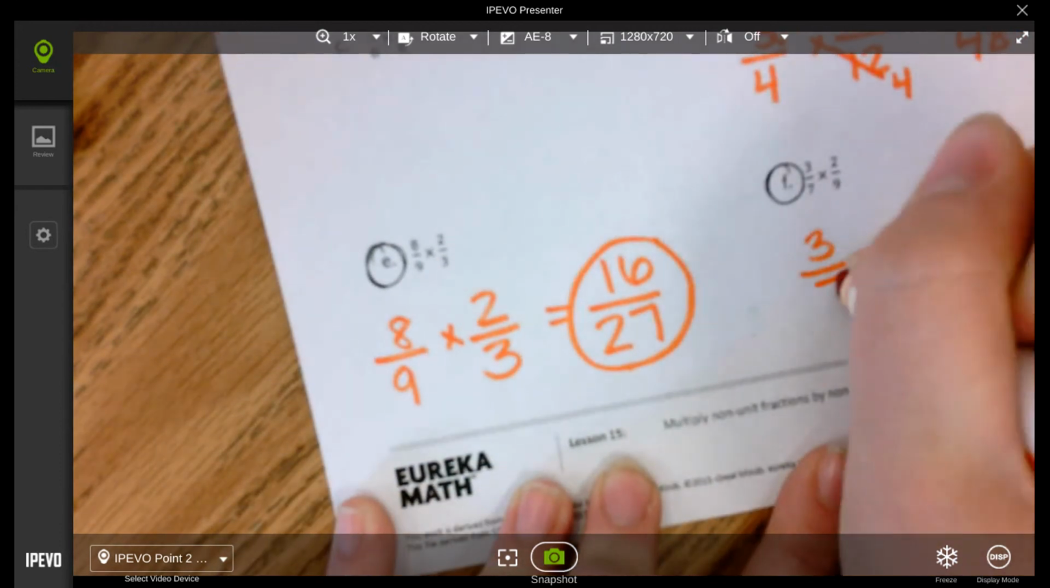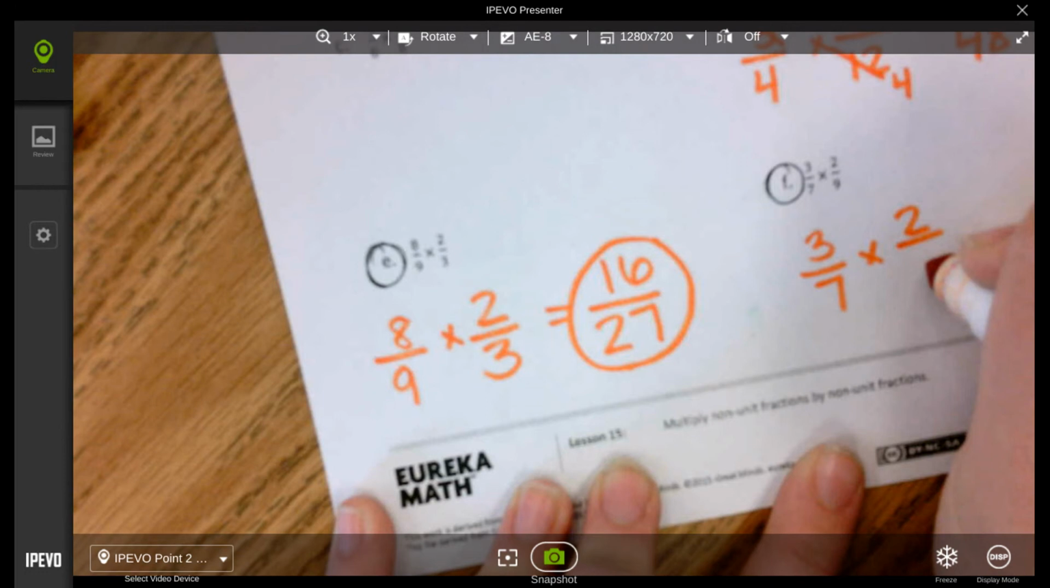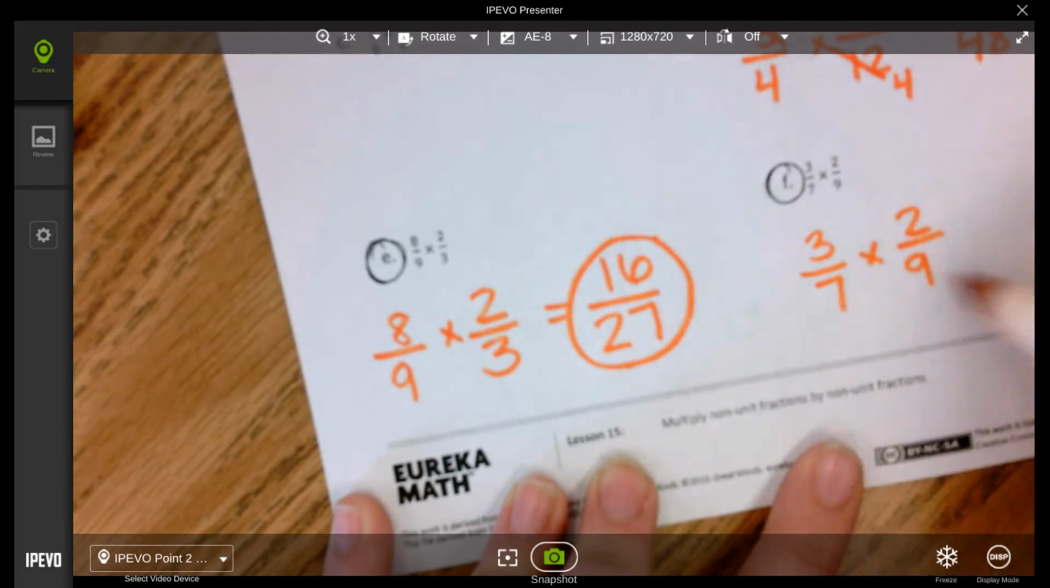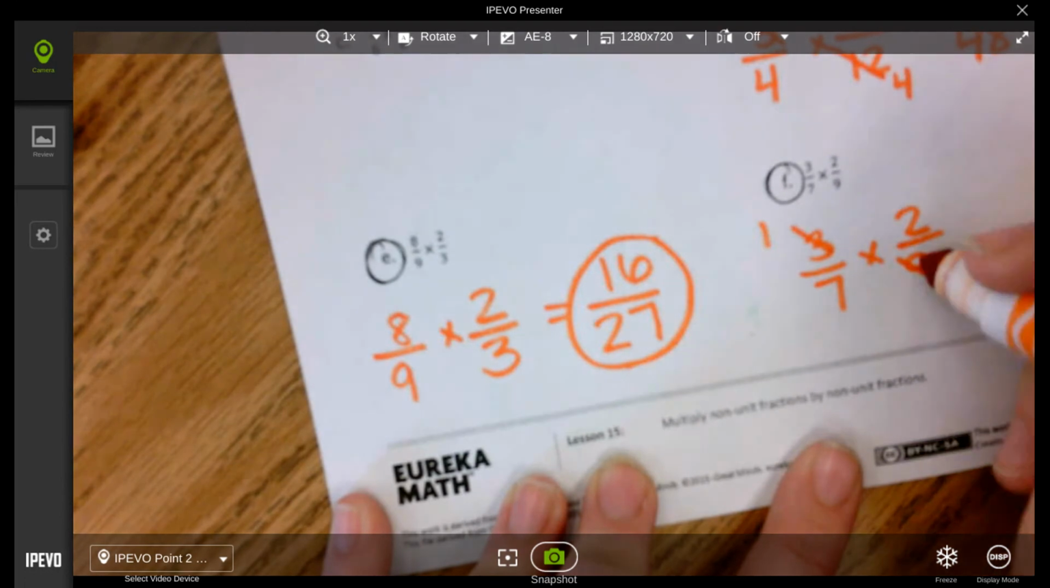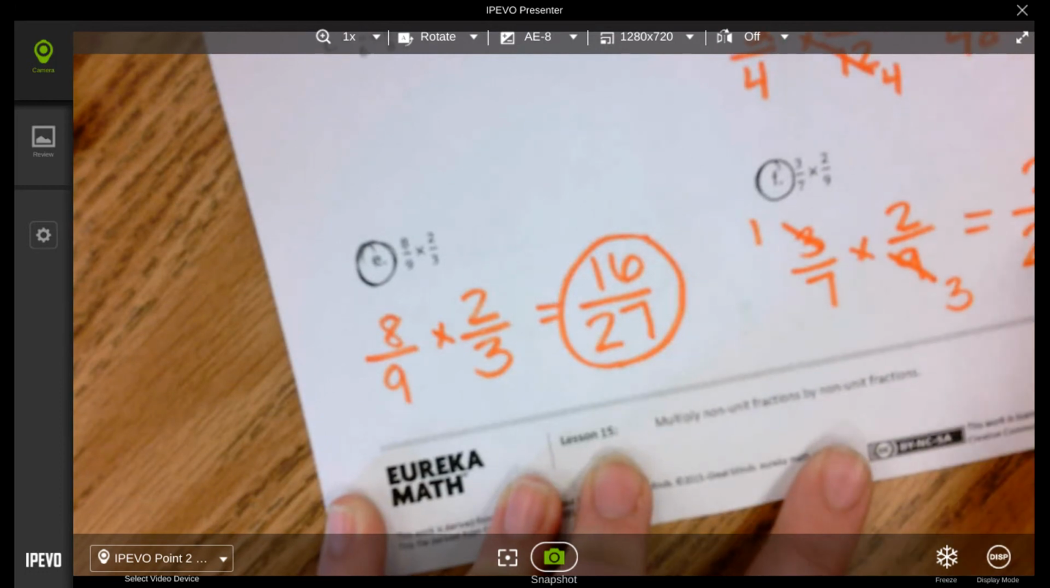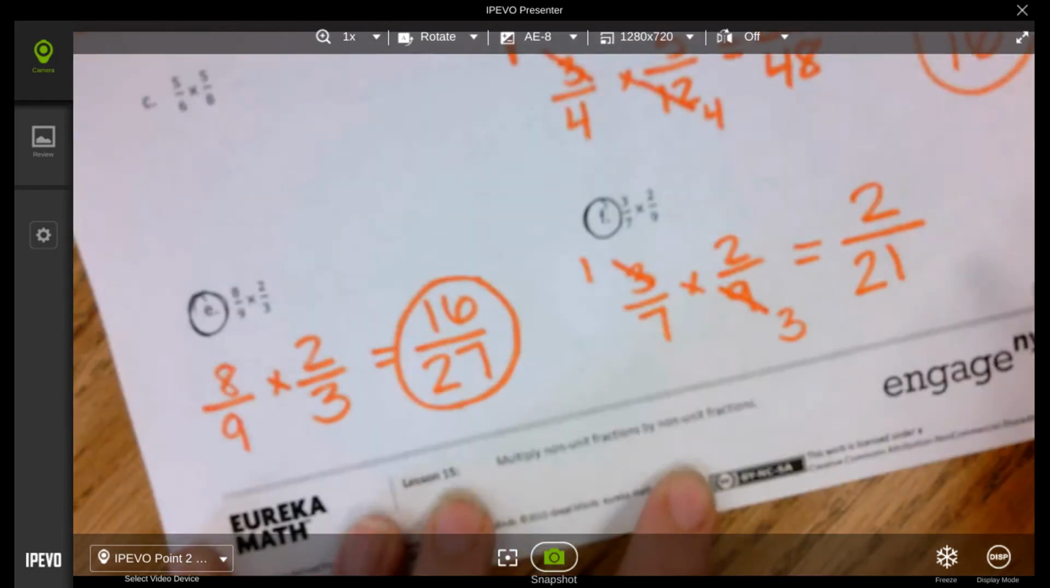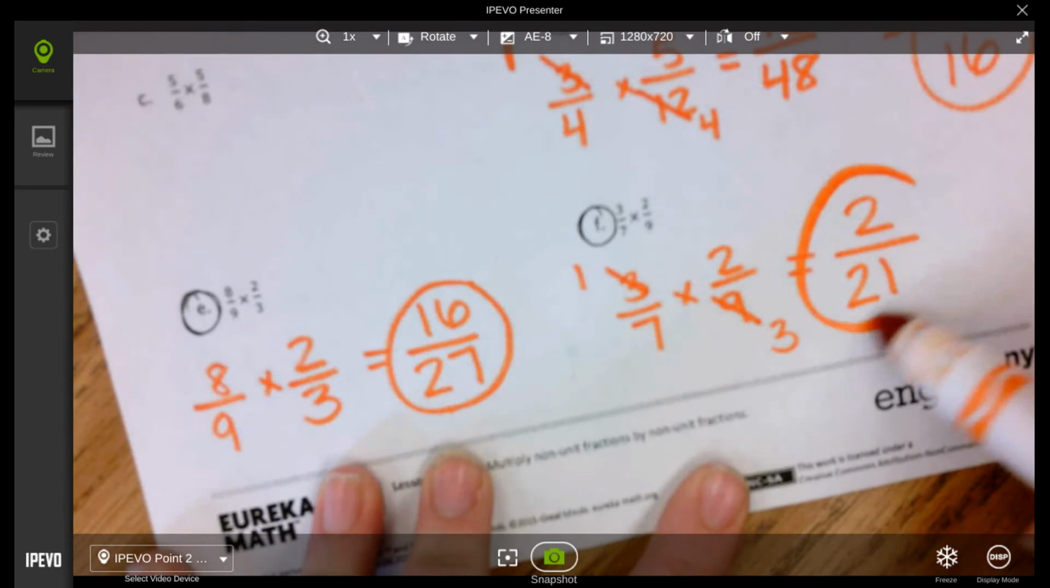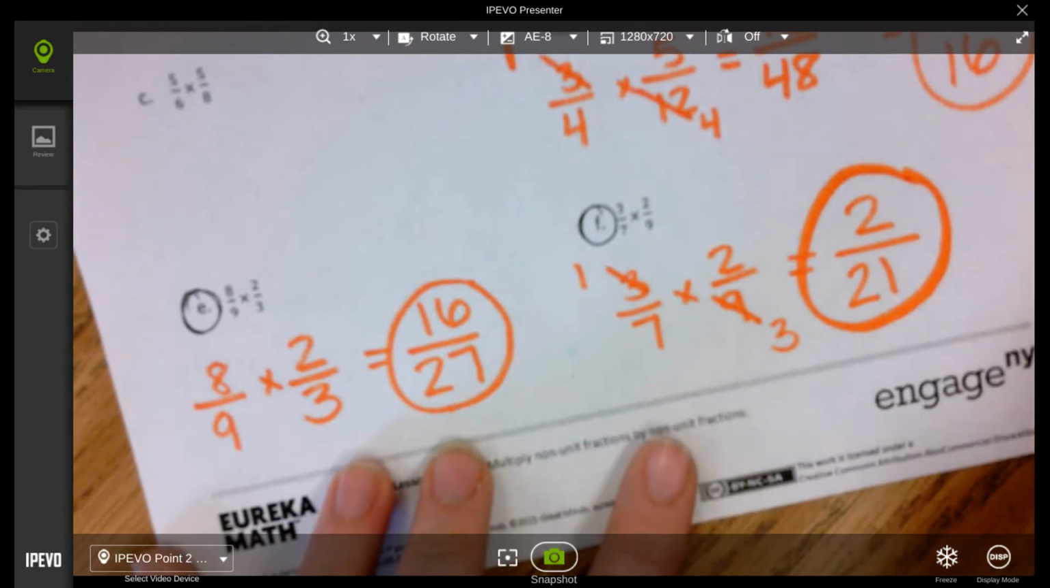All right, 3/7 times 2/9. We can do a little bit of cross reducing here. 3 divided by 3 is 1. 9 divided by 3 is 3. And we have 1 times 2 is 2. 7 times 3 is 21. 21 is only divisible by 3 and 7. 2 is a prime number. So we're going to leave it at that.